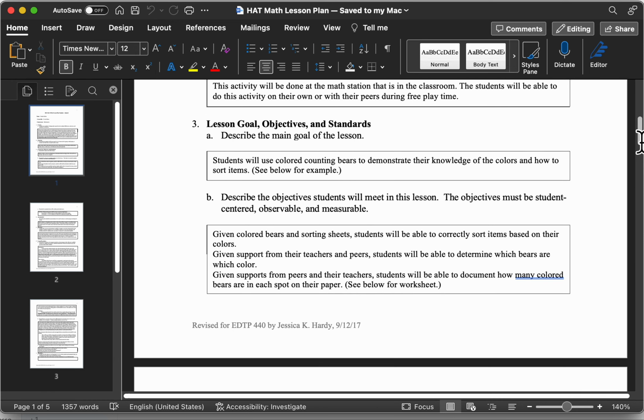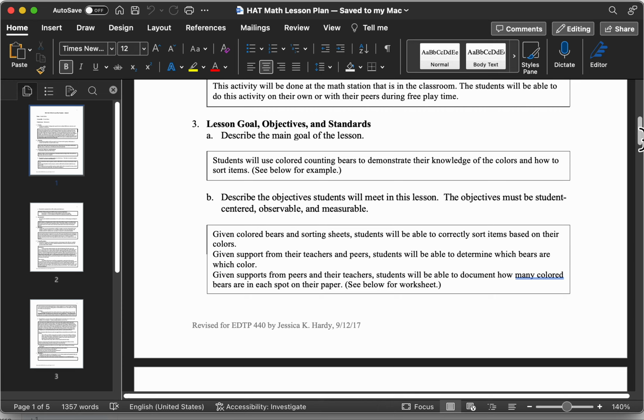So colored counting bears, I know what those are, to demonstrate knowledge of colors and how to sort. So when you say knowledge of colors, I'm not sure. Children can sort things based on lots of different classification categories. And so if you're wanting them to sort by color, you can just say that they are going to use colored counting bears to sort by color. To be honest with you, knowledge of colors, I'm not sure what that means. Do you mean they can say the colors and say this is red, this is yellow, or are you wanting them to classify according to color?